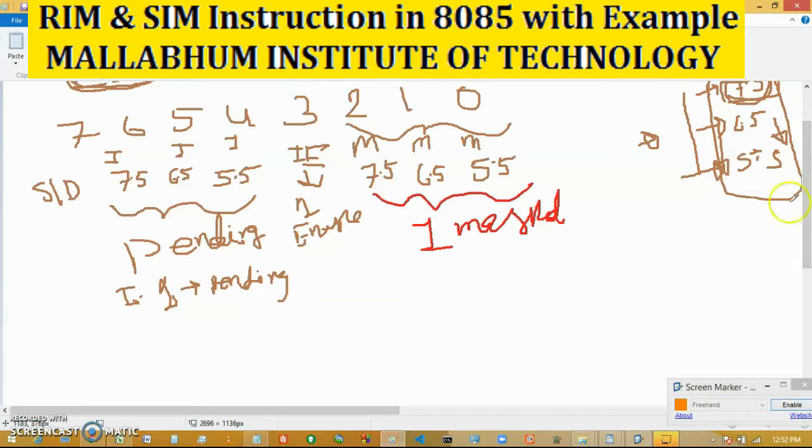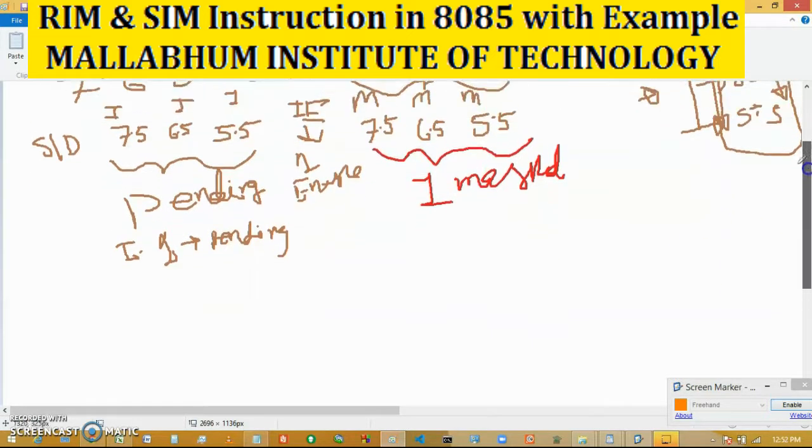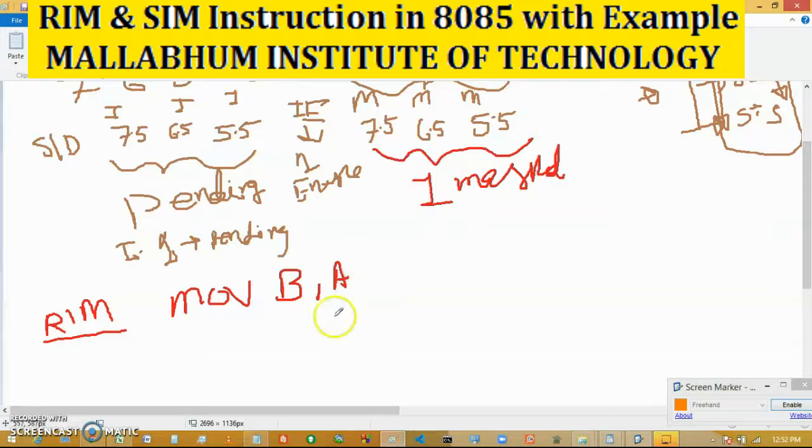Now suppose the RIM instruction is going to execute like this. Suppose the first instruction is RIM, so the microprocessor sets Read Interrupt Masks. Next, MOV B, A to save the masks information. Next we check for the RST 6.5 pending status. For that purpose, ANI 20 hex. Now ANI 20 hex means 0010 0000.